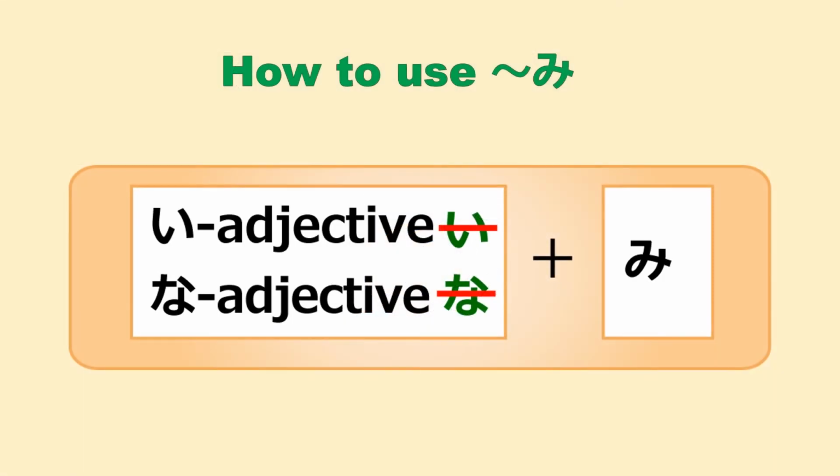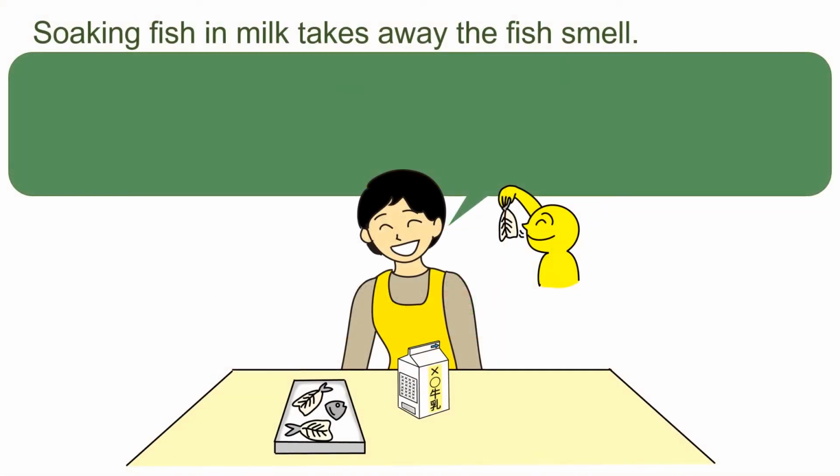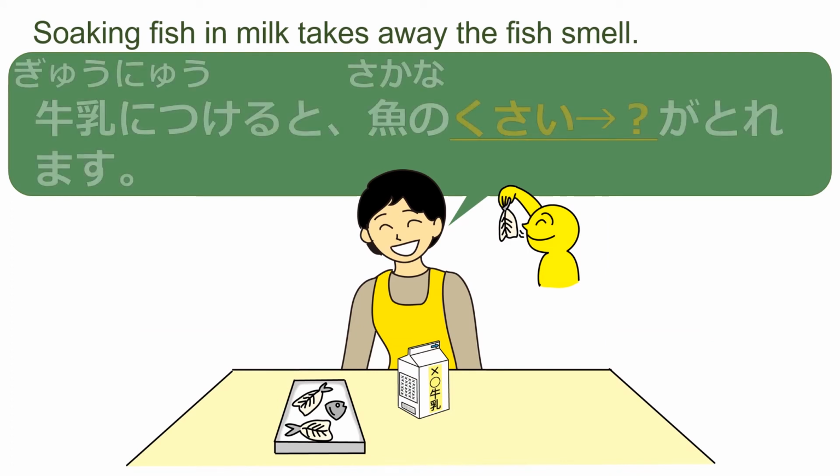So you'll be happy to hear that both sa and mi have similar grammar. Both come after an adjective, but first remove e or na, depending on the type of adjective. That's all the explanation we need, so let's do the practice examples.